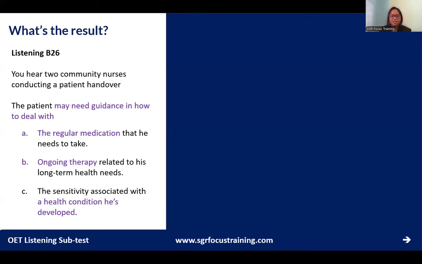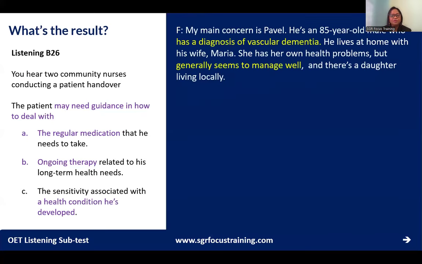So in this recording, we heard the female nurse mention a patient called Pavel, who is 85 years old, diagnosed with vascular dementia. Now, Pavel is married and the wife has her own health problems, but generally seems to manage well, okay? So at this point in time, we've not heard anything about medication. We've not heard anything about a therapy for Pavel.